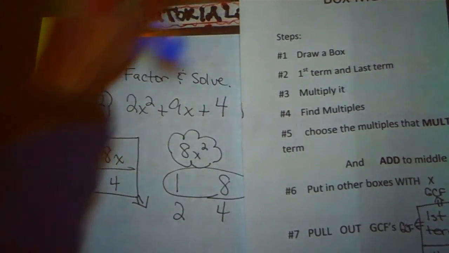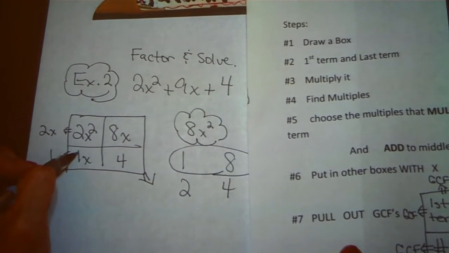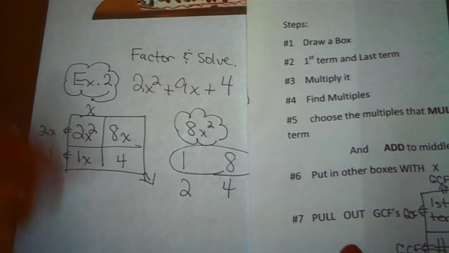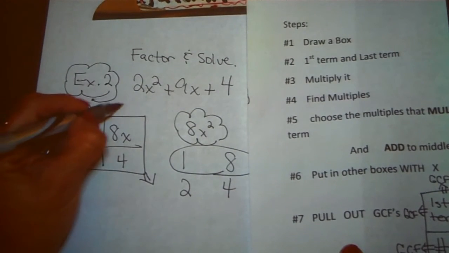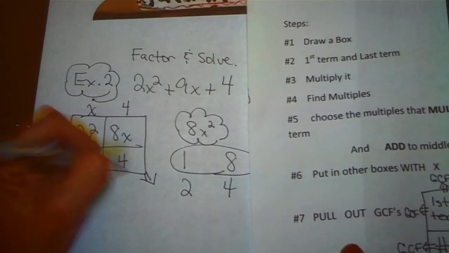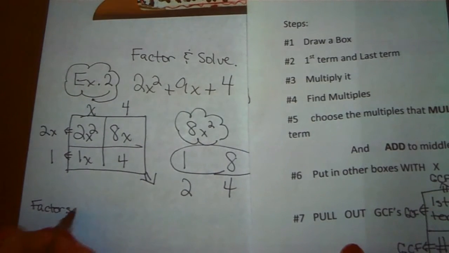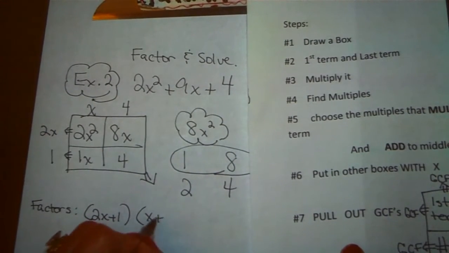Pull up. Greatest common number out of 2 and 1 is 1. Greatest common letter out of x squared and x is x. It would be 1x, or just x. Pulling up, greatest common number out of 8 and 4 is 4, and there's not a common letter in both terms, so it's just 4. Now let's write down my factors. My factors are right here, which would be 2x plus 1 and x plus 4.